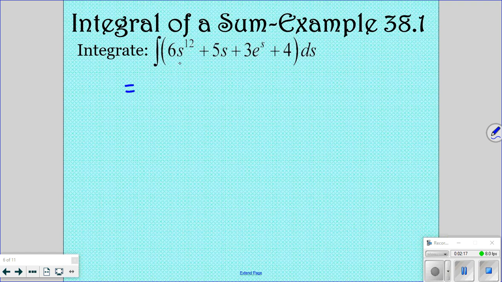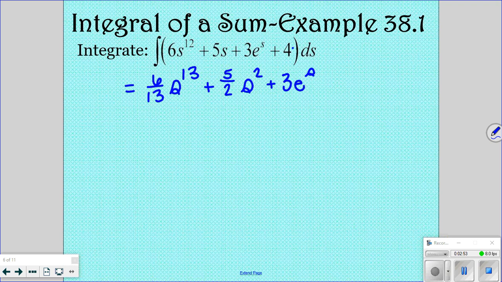So we're going to take s to the 12th and we're going to add 1 to our exponent, so that's going to make a 13, and then we're going to divide by that new exponent. So 6/13 s to the 13th. For the next term, we're going to take s to the first power and add 1 to make it a 2, and then you're going to divide by that new exponent, so 5 over 2. For e to the s, that's one that when you integrate, it's still going to be e to the s, so we're just going to have 3 e to the s.